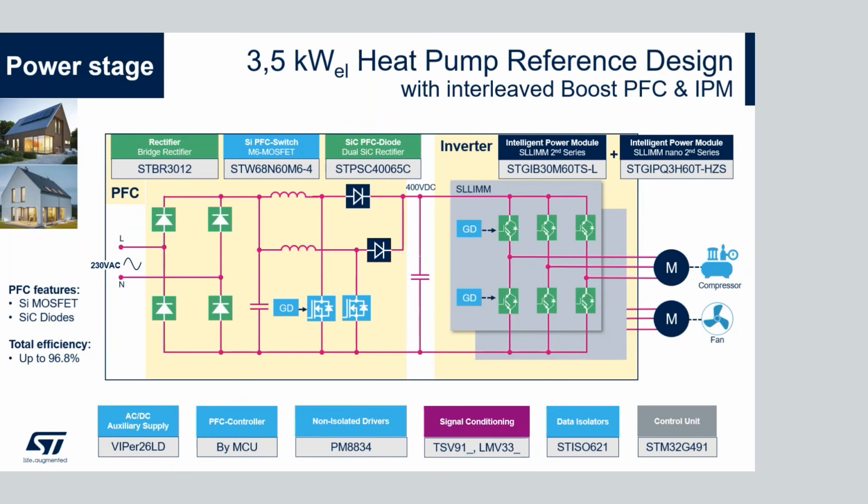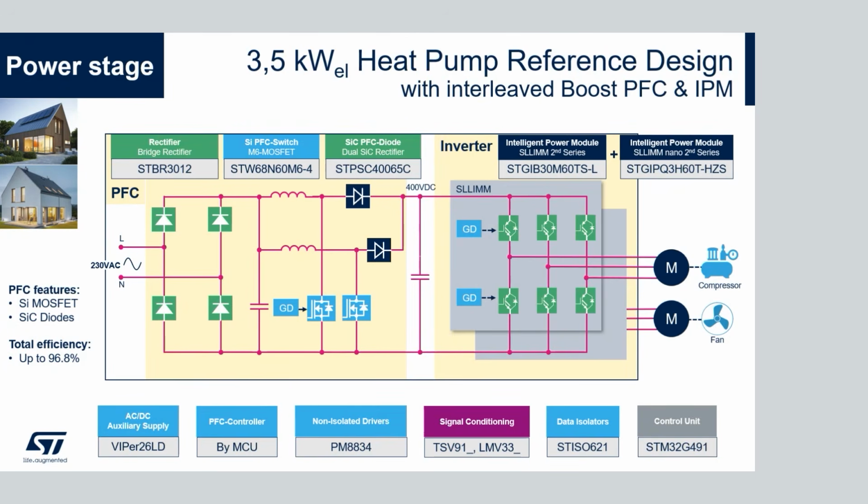This provides the DC bus voltage that is then used by the inverter stages, and these are of the IPM type, the integrated power module, with IGBT switches. One is a 30 amp variant for the compressor, and the other one is a smaller 3 amp package for the fan drive. This is augmented by other circuitry like the AC/DC auxiliary supply, the gate drivers, and some signal conditioning as well. It is absolutely mandatory, and it's all available from the ST portfolio.